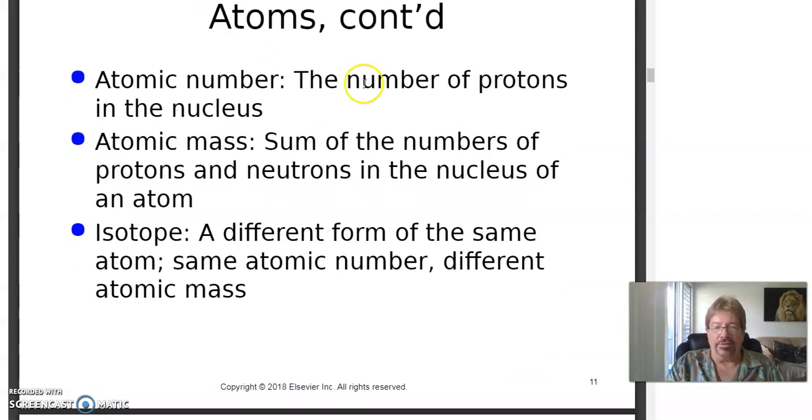Okay, the atomic number is simply the number of protons in the nucleus. So the atomic number is the number of protons. Hydrogen has one proton. It's the simplest element in the universe, and so it has an atomic number of 1. The atomic mass is the number of protons plus the number of neutrons, so it's the number of particles in the nucleus.